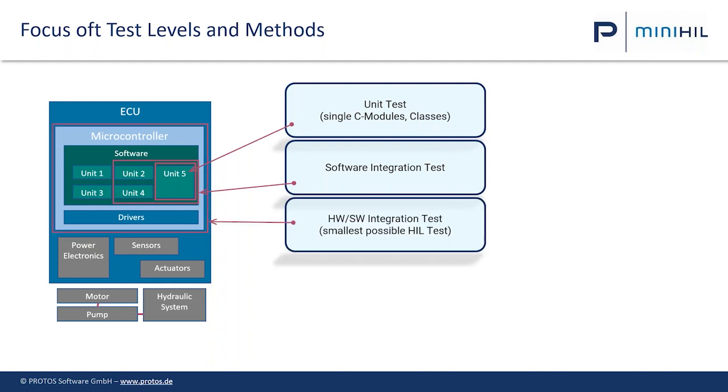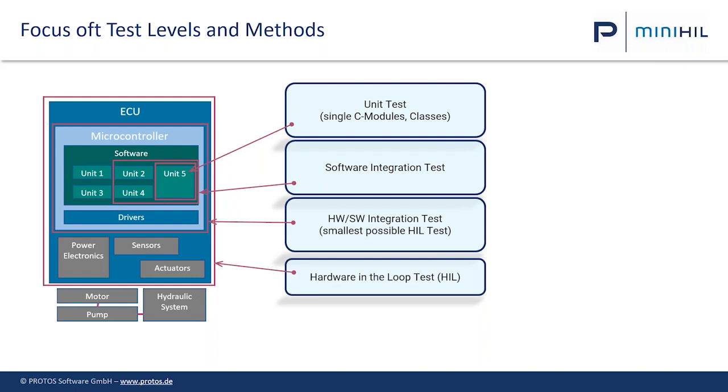One level higher, on a microcontroller level, that's the first level where you actually can test the complete software stack, including the drivers. And on this level, we call this a hardware software integration test. So it's the smallest possible hardware in the loop test. One level up, you have a big hardware in the loop test, if you will, including already some sensors, actuators, eventually power electronics maybe, and so on.